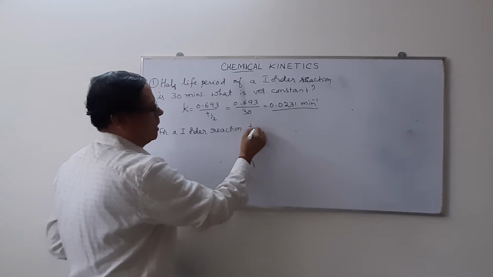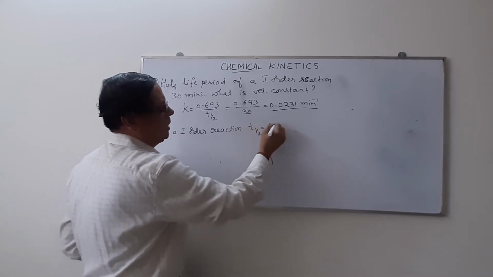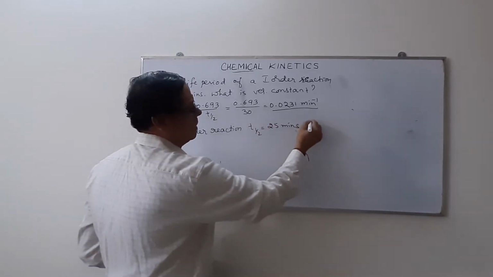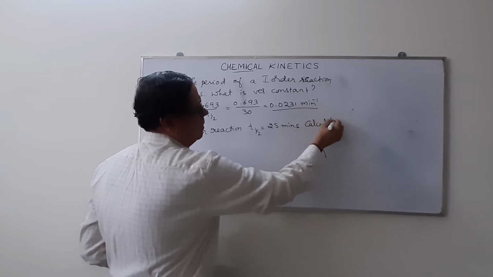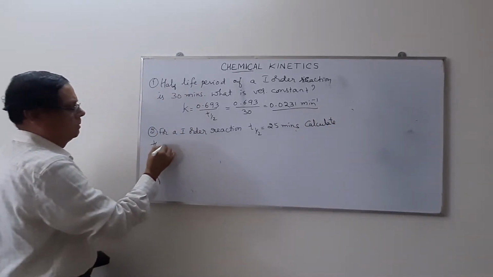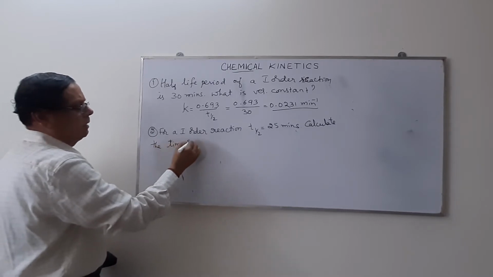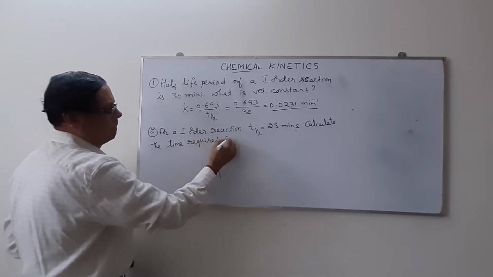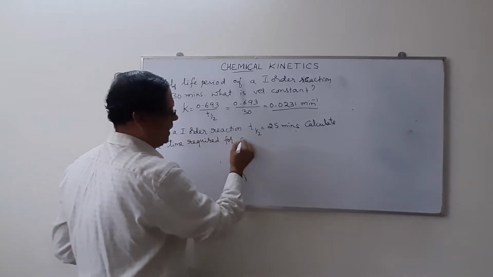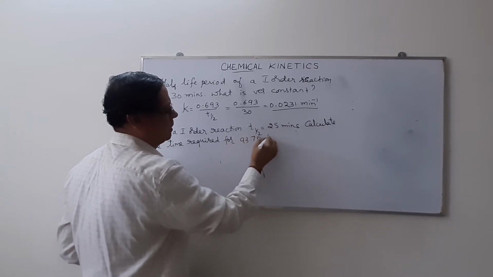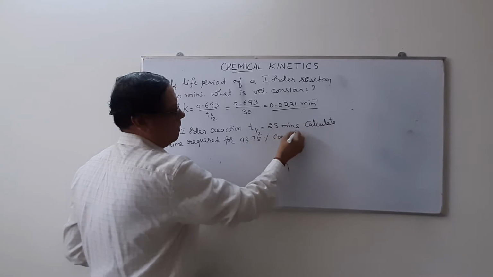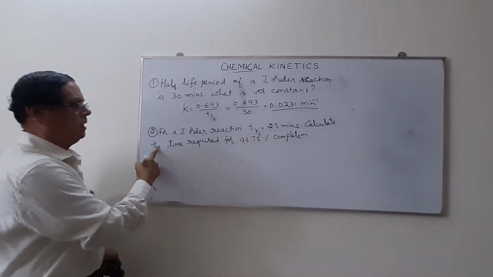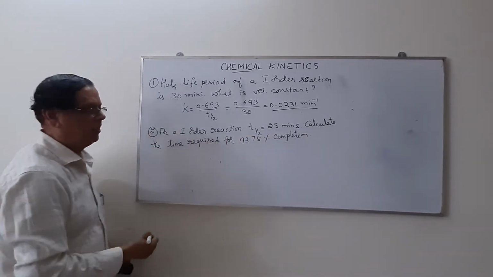Then the second one, for a first order reaction, t half is equal to 25 minutes. Calculate the time required for 93.75% completion.